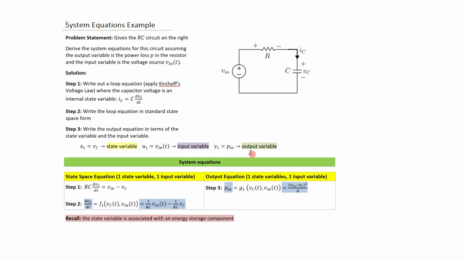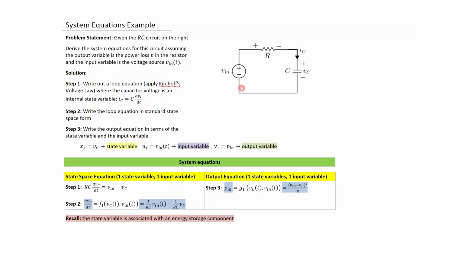All right, so let's take some examples in terms of system equations. I've got a circuit on the right, which is a typical RC circuit. This Vn is some voltage source. It doesn't have to be DC, it's quite generic. The problem statement is: derive the system equations for this circuit, assuming the output variable is the power loss in the resistor, and the input variable is the voltage source Vn as a function of time. So this is varying as a function of time.